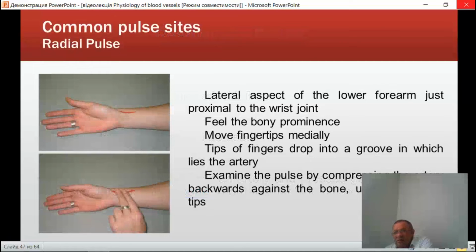Common pulse sites. Radial pulse. Here you can see the place to check the radial pulse. It is on the lateral aspect of the lower forearm, just proximal to the wrist joint. Feel the bony prominence. Move the fingertips medially. The tips of the fingers drop into a groove in which lies the artery. Examine the pulse by compressing the artery backwards against the bone using the fingertips.